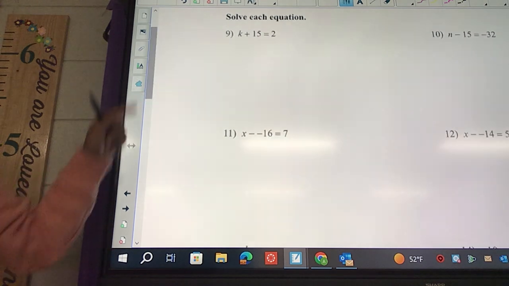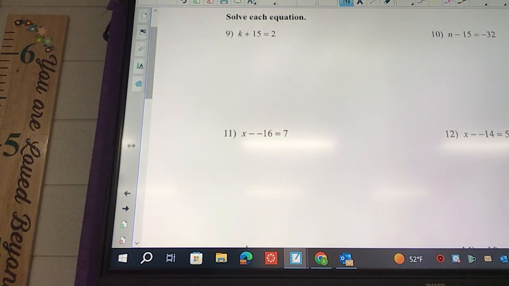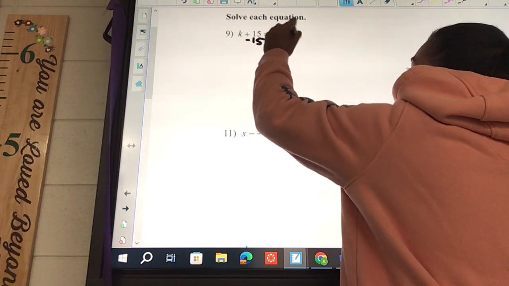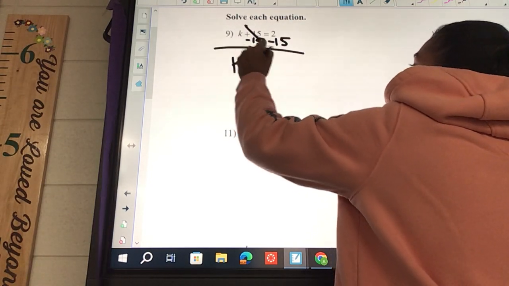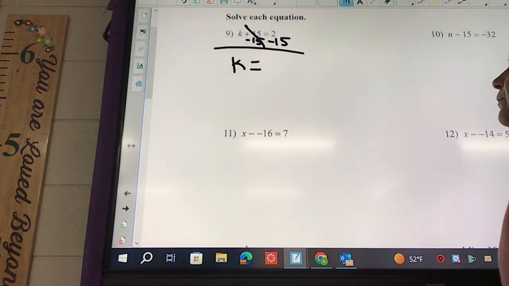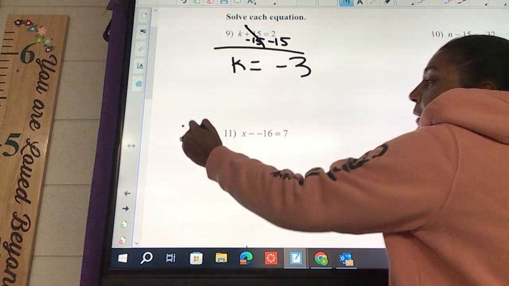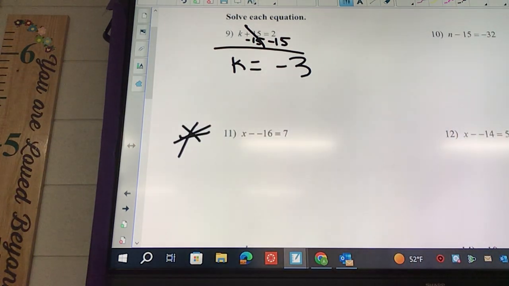Okay, solve each equation. We are solving for k. Right now it says k plus 15, so we need to do what? Subtract. So, minus 15 from both sides. 2 minus 15, or negative 13. Okay, I would probably put a star by this one. By probably, I mean do it.